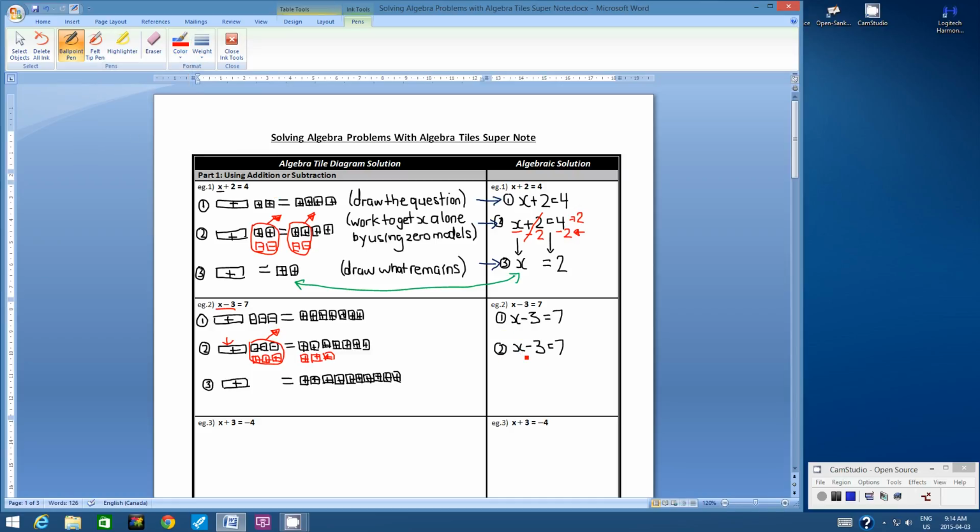Okay, so we ask ourselves those same questions. What side of the equation is x on? It's on the left-hand side. So we're only going to focus on the left-hand side. I want x to stand alone. What's in the way of x standing alone? Well, negative 3 is. Subtract 3.